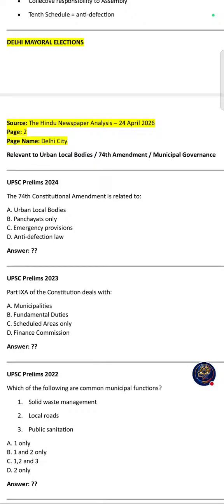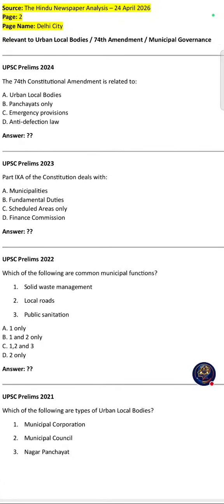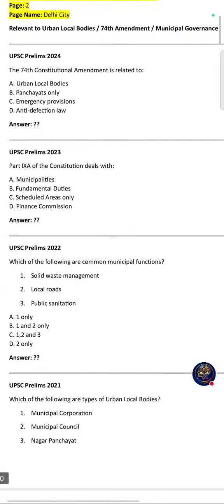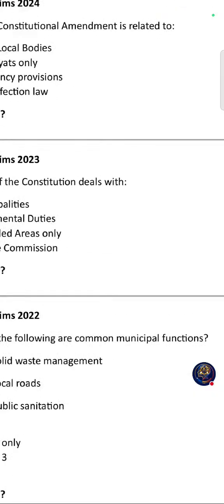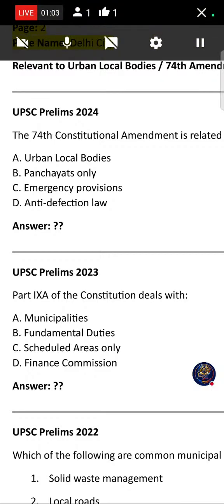The source of this is Hindu paper, page number 2, Delhi city section, relevant to urban local bodies, 74th Amendment and municipal governance. The 74th Constitutional Amendment is related to A. Urban local bodies, B. Panchayats, C. Emergency provisions, D. Anti-defection law. Can anyone answer this one?